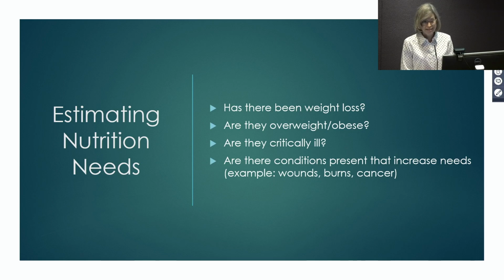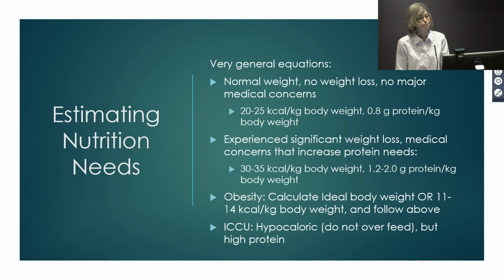Are they overweight? It is not a myth that you can have malnutrition and still be obese. I've had 300-pound patients that have lost 40 pounds in the last 3 months. Clearly they have malnutrition. Are they critically ill? Do they have some kind of a hypermetabolic state like cancer or wounds or a burn that we really need to think about increasing their needs and their intake?